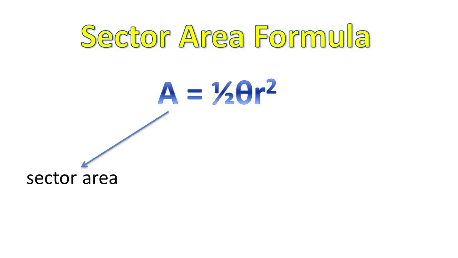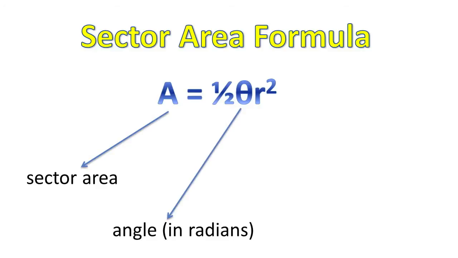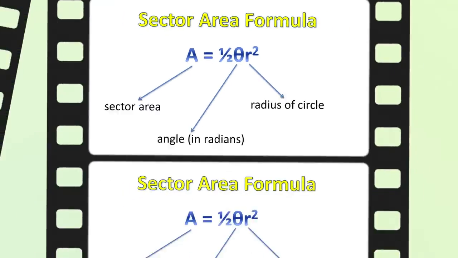That's the formula you have to know for sector area. A is the sector area. Theta is the angle in radians. And r is the radius of the circle. The formula is A equals 1/2 theta r squared.